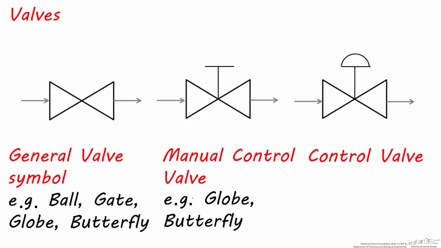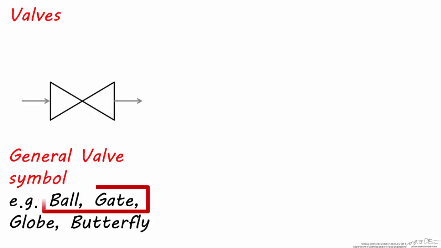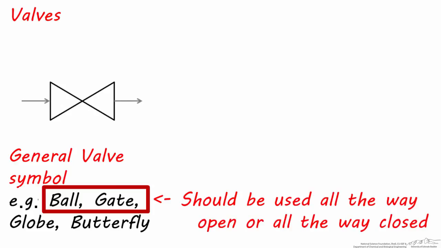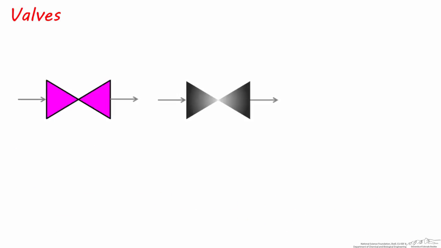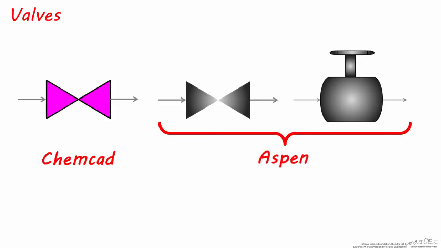In this case, this is also most likely a globe or butterfly valve, since these are optimal to use for throttling or controlling flow. In contrast, ball and gate valves are designed only to be kept all the way open or all the way closed, and should not be used to control flow rate. Using these valves to vary flow rate will ultimately damage them. In terms of simulation software, this valve symbol is the one typically used in ChemCAD, and this is the typical valve used in Aspen. This is also a valve you can select in Aspen, though it tends to be somewhat cryptic because not everyone can recognize it.